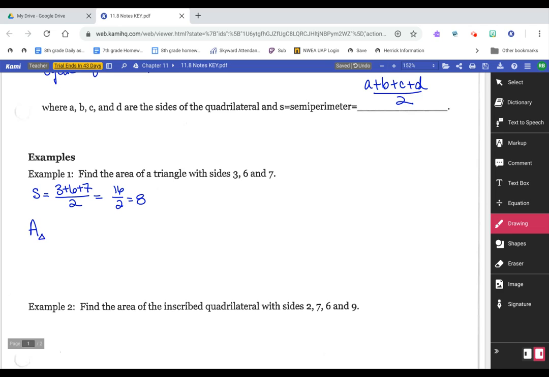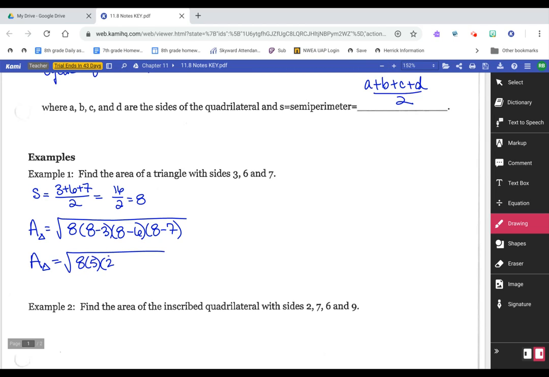The triangle's formula would be the square root of s, which is 8, times 8 minus one of the sides, 8 minus another different side, and 8 minus the other side. And then let's simplify this. So we have 8 times 5 times 2 times 1. So 8 times 5 is 40, 40 times 2 is 80, times 1 is 80 again. So we have the square root of 80.